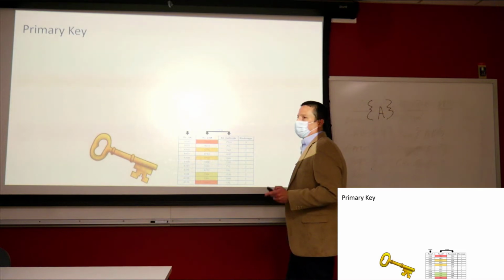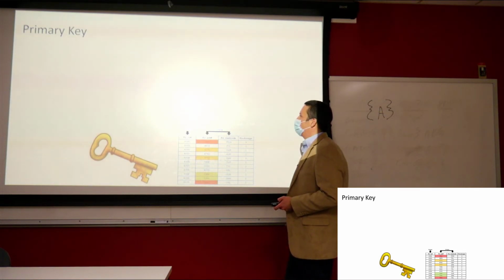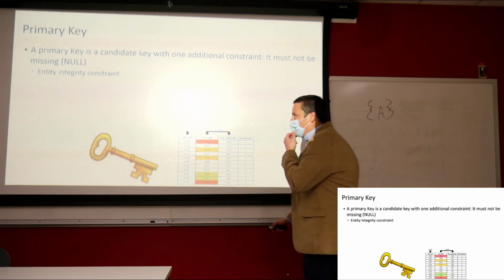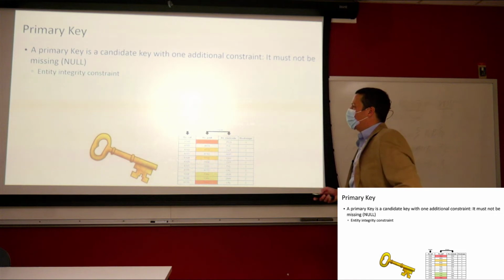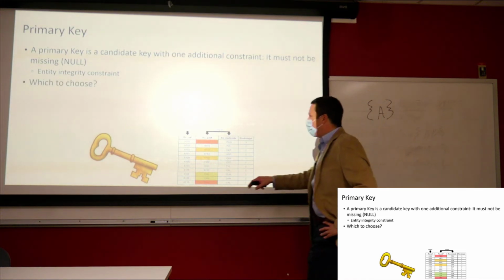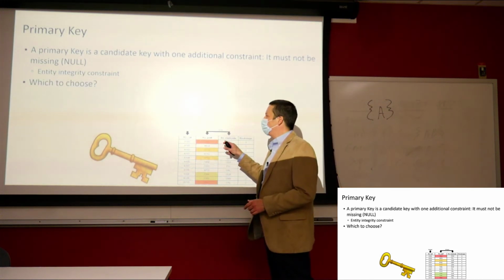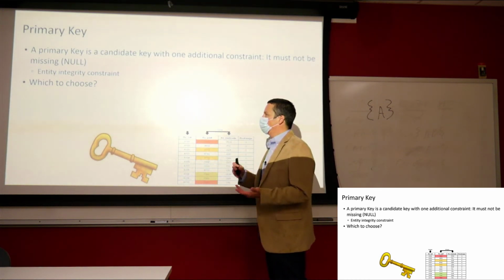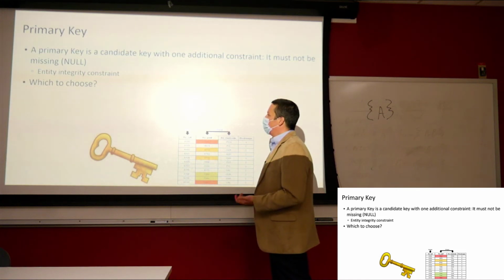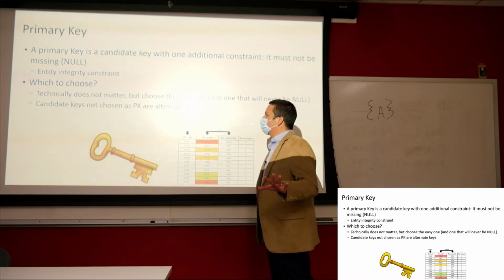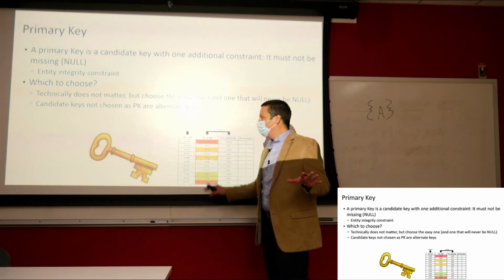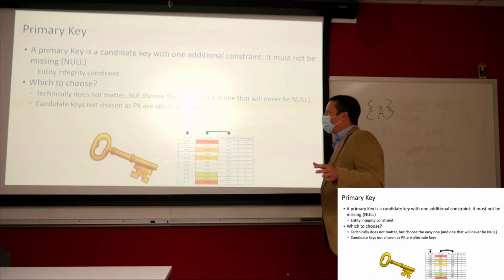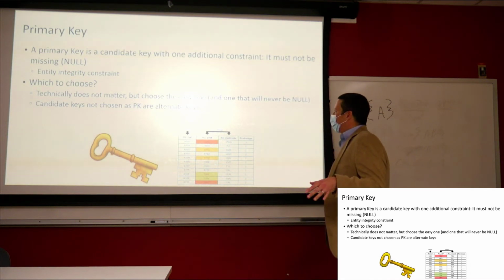Now, primary key, we said, is just a candidate key that we identify as never having a missing value, never being null. And we call this the entity integrity constraint. So the question comes up, when we have more than one candidate key, as we do in this situation, which one should we choose as our primary key? And the technical answer here is that it doesn't matter. Both of these are equally valid to be your primary key. However, there's a little bit of guidance here.